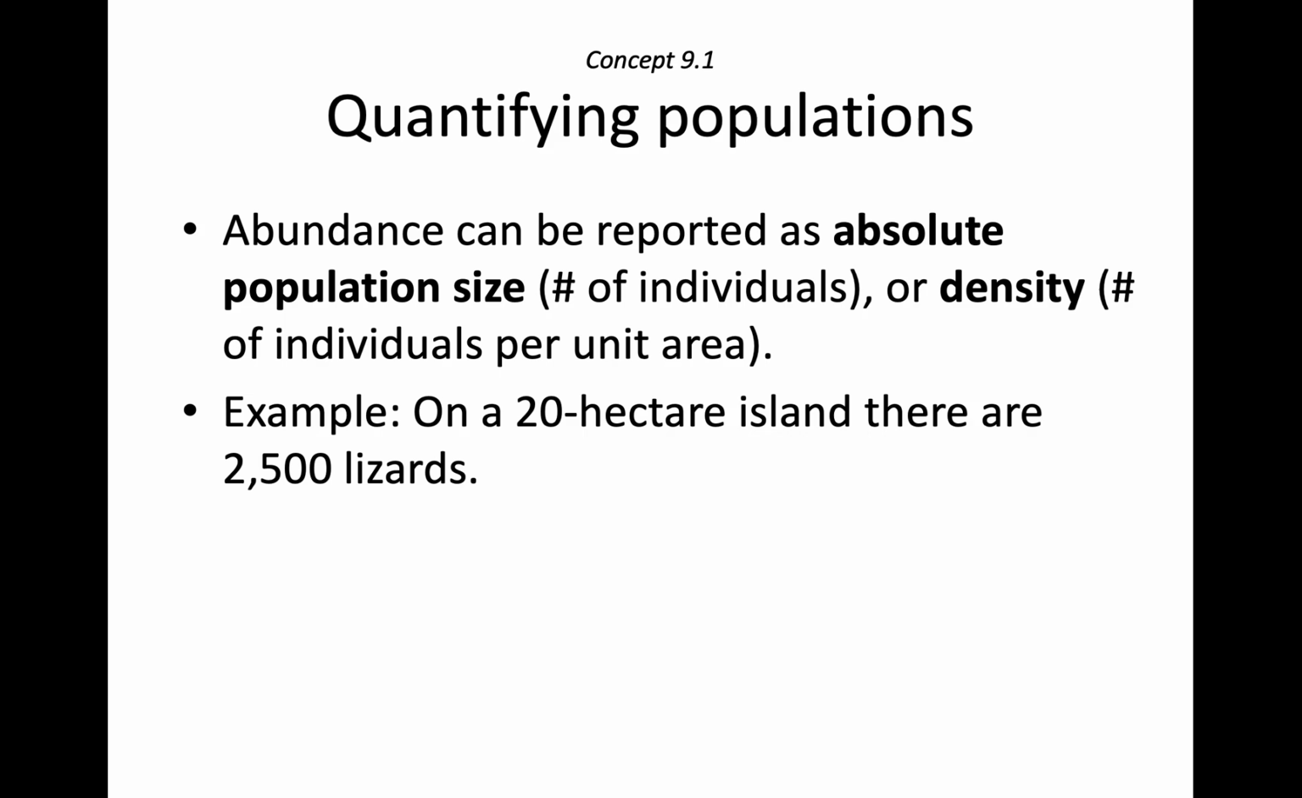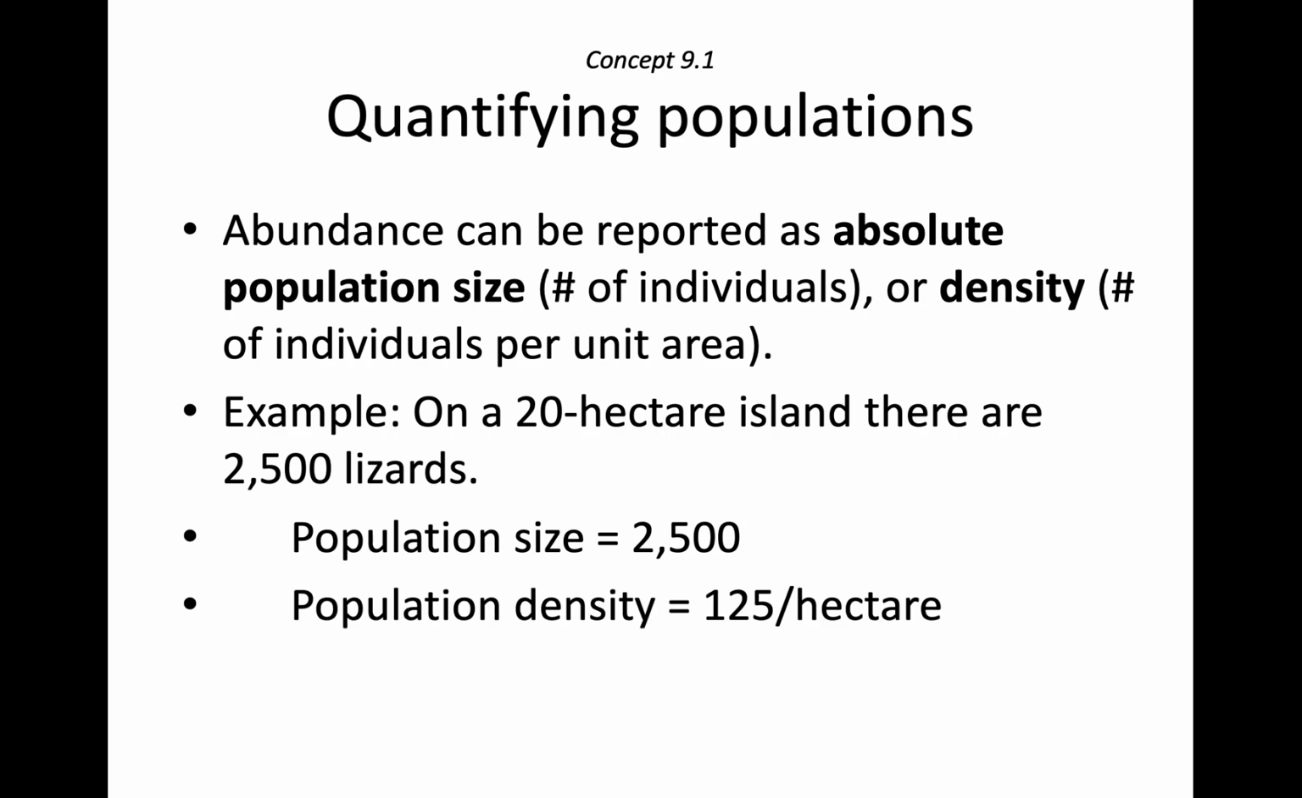Ecologists seeking to quantify populations report populations as either the absolute population size, which is the number of individuals in the population, or more commonly population density, which is the number of individuals per unit area. That gives you more information than just the number of individuals. As an example, let's say we have a 20-hectare island and we have 2,500 lizards. The population size would be 2,500. That would be something that we could count potentially or estimate according to some methods that we're going to talk about later during this lecture. And the population density would therefore be 125 per hectare.